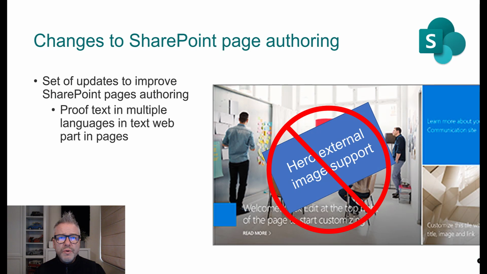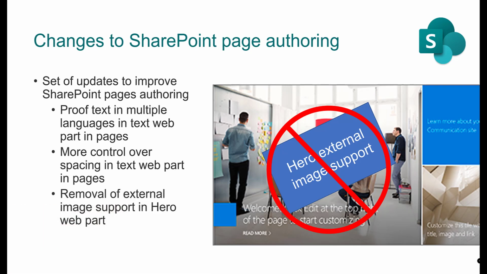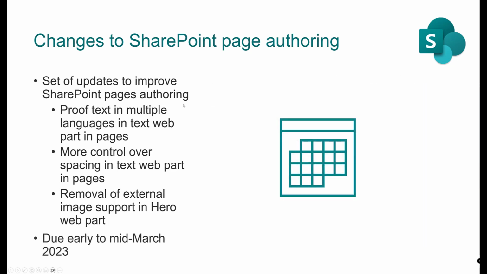Okay, so just very quickly for SharePoint. A couple of changes to page authoring. You can proof your text in multiple languages now in the text web part. You get more control over spacing of your text, and that's what the image refers to, the removal of the external image support in the Hero web part. Now I think I read that that is about performance and reliability and just quality of experience. If it's relying on external images, then they've got no control over that, and if they're slow or they're broken or they get changed or they're inappropriate, you just lose that bit of control. So three quick changes coming in to SharePoint page authoring mid-March this year.